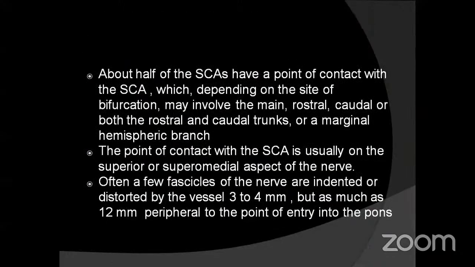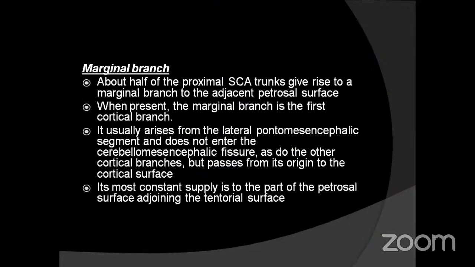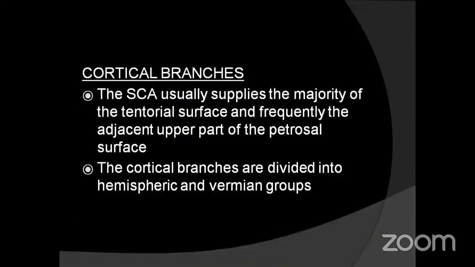Often a few fascicles of the nerve are indented or distorted by the vessel, 3 to 4 mm, but as much as 12 mm peripheral to the point of entry into the pons. So this was all about the superior cerebellar artery. I hope it's pretty clear.